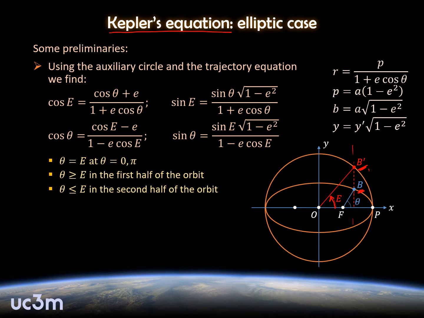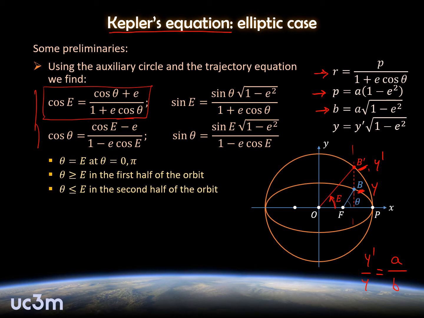We had also provided a number of formulas relating E and theta, but we hadn't demonstrated them. So let us try to work out some of these formulas. In particular, I'm going to start with the first one. Before we get there, let me introduce some important concepts that we will use later on. Here you have the remainder of the trajectory equation and the value of P as a function of A and E. Also the expression for B and the relation between the vertical coordinates of B and B prime. Remember that this relation is given by the ratio A over B.